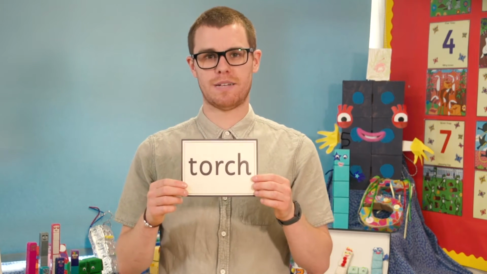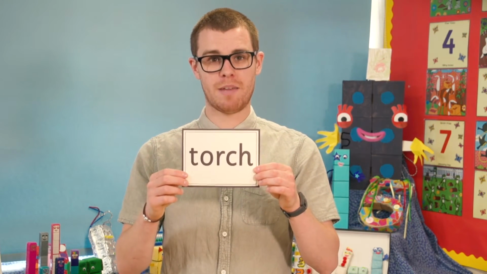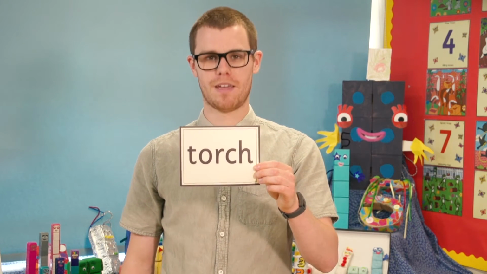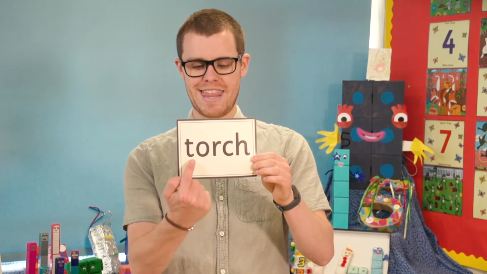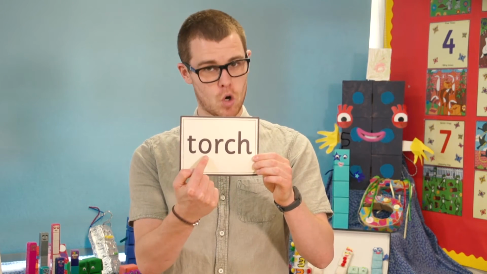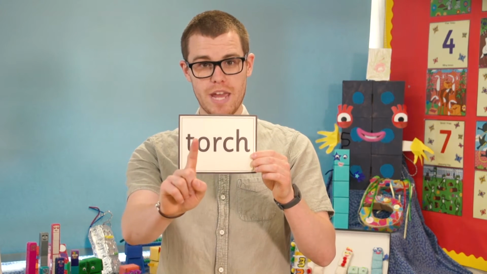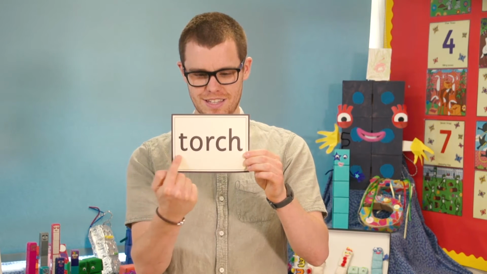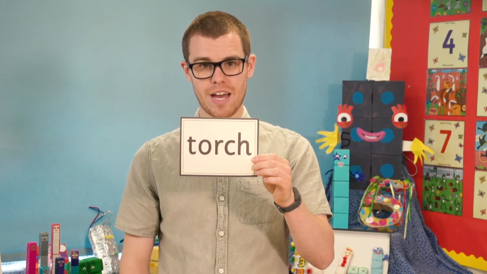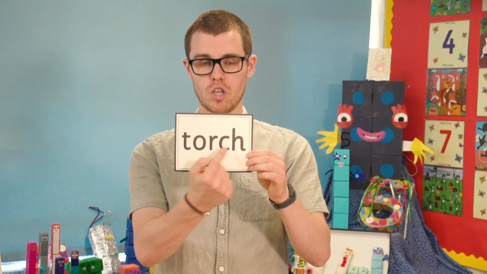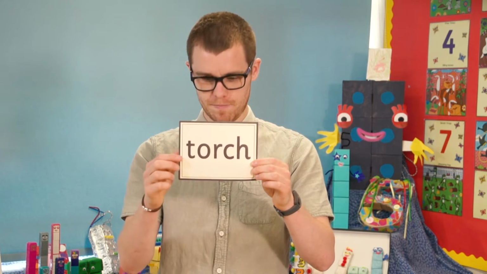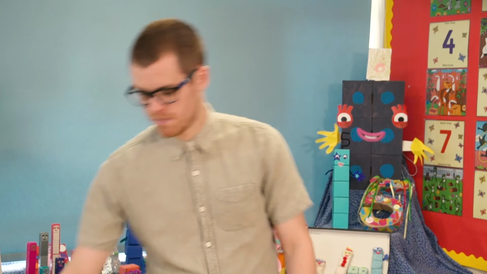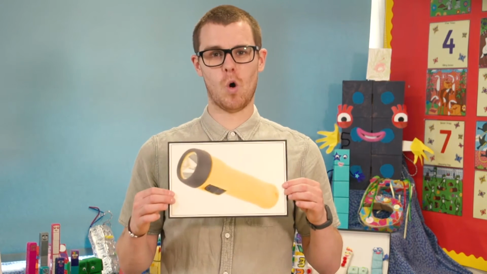Here is the next word. Can you spot the grapheme that says or in this word? That's right, children. This digraph here says or. Are you ready to read? Off you go. Let's read it together. T, or, ch. Torch. A torch is useful if the lights go out. Here's a torch.